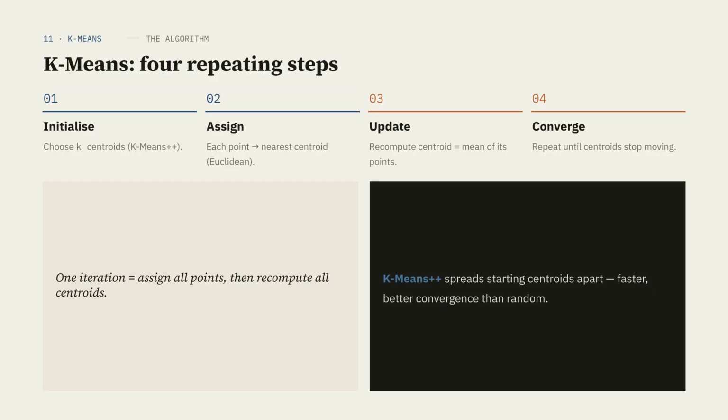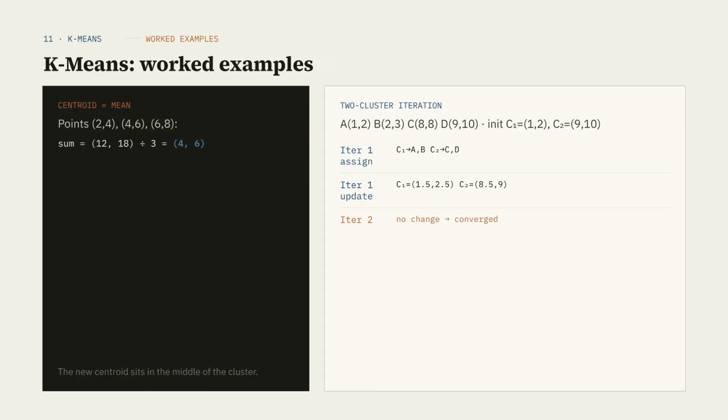K-means is a 4-step iterative algorithm. Initialize, assign, update, and converge. We start with centroids. Assign points to the nearest ones, update the centroids to the mean of their new members, and repeat until stability. In an exam, remember that one iteration includes both assignment and updating the centroids. Use k-means++ for better starting centroids. And if you are asked to compute a centroid, simply take the average of its assigned points.